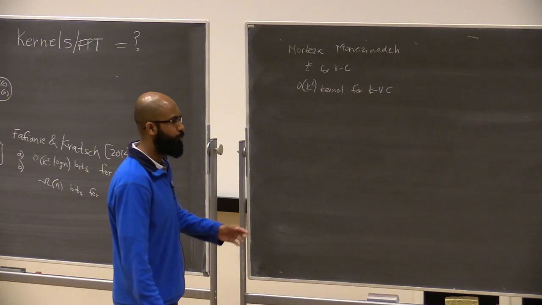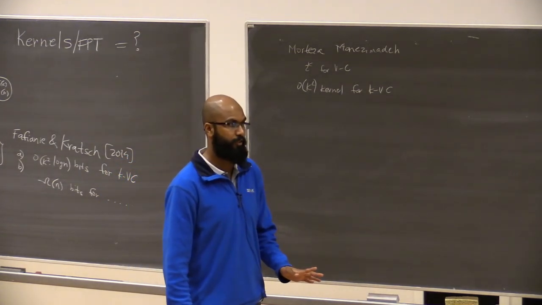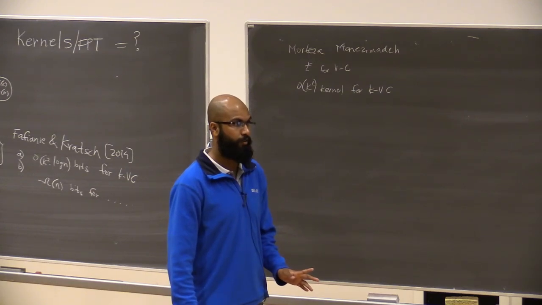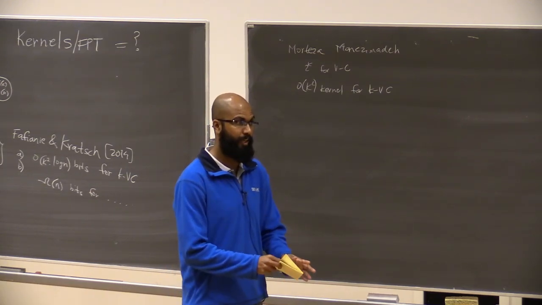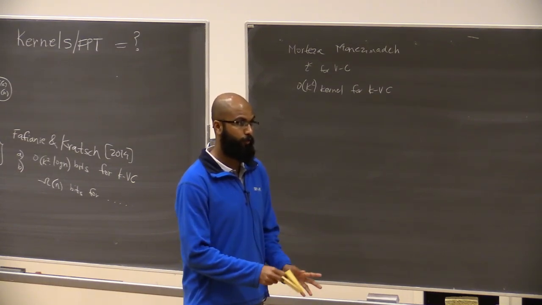So in the end, you have to correctly output whether or not your graph had a vertex cover of size k or not, right? So you have to solve this problem. But now the question is, how much storage do you need to actually solve this problem, right?